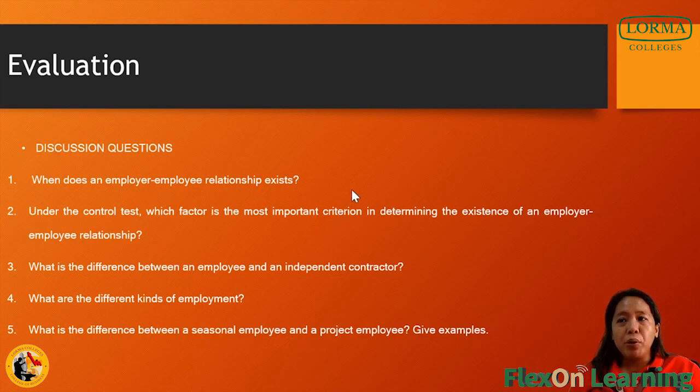Okay, we are going to discuss the following questions. When does an employee... you can make use of Google to support your answer. By the way, I do not like very long answers, just 2 sentences can do. Under the control test, which factor determines the existence of an employer-employee relationship? What's the difference between an employee and an independent contractor? What are the different kinds of employment? What is the difference between seasonal and casual? I'm going to give an example.